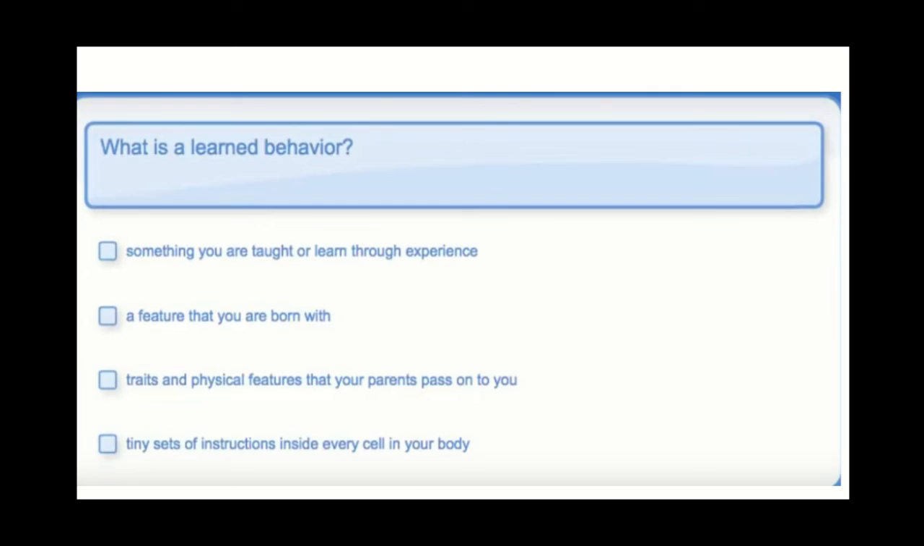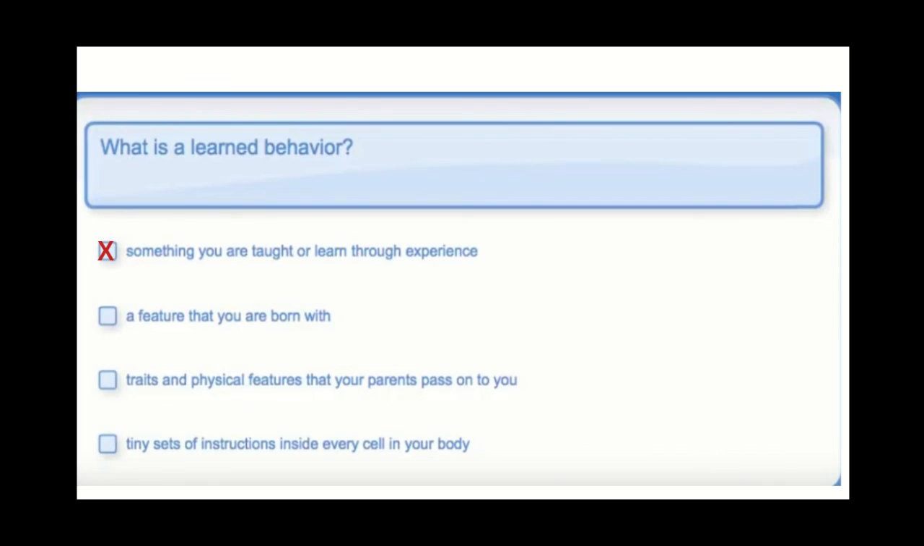What is a learned behavior? Things we learn in our life. Number one is something you are taught or learn through experience. A feature that you are born with. A trait and physical feature that your parents pass on to you. Or thin sets of instruction inside every cell in your body. Something you are taught and learned through experience.